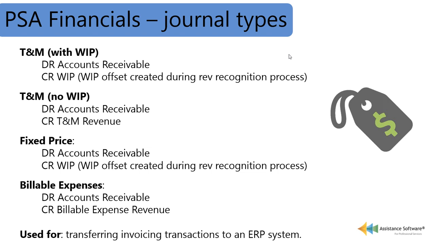You'll see the debit entries here are all to accounts receivable, and for T&M, you're going to credit a T&M revenue account. For fixed price, you're going to credit that WIP account that was originally loaded during the percentage of completion revenue recognition process. And then with the expenses, very straightforward. Debit AR and credit your billable expense revenue. The same entry would be true as well for your product sales.